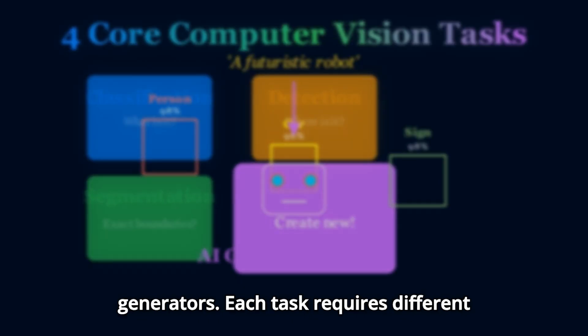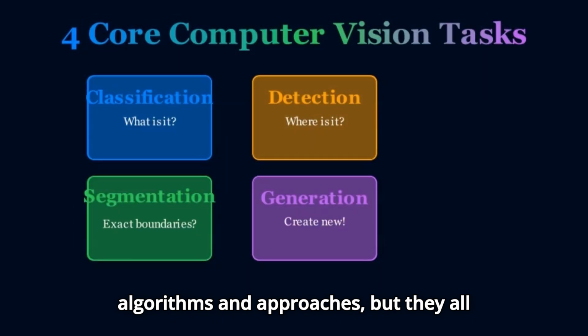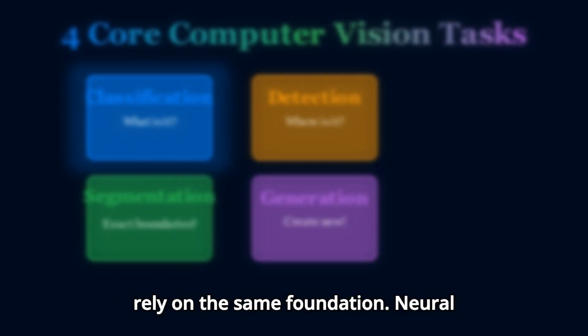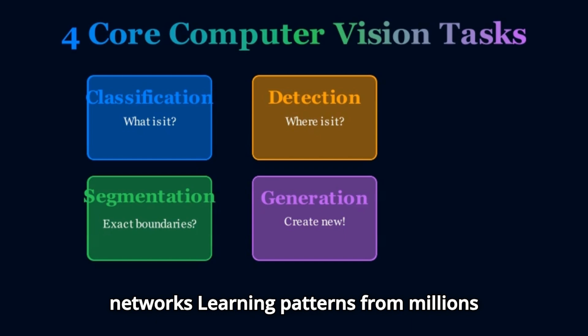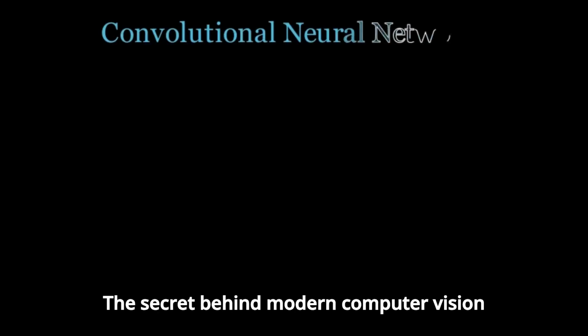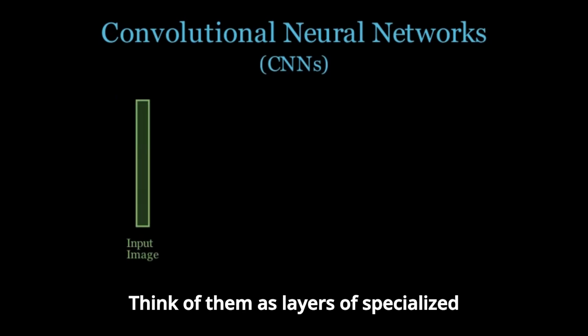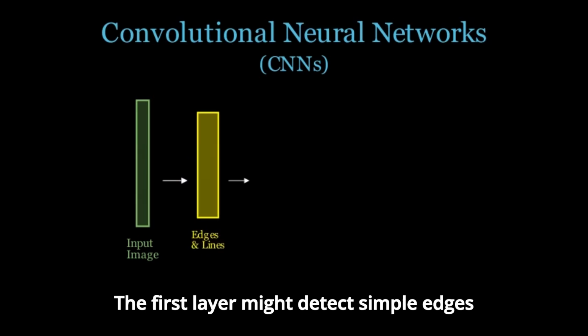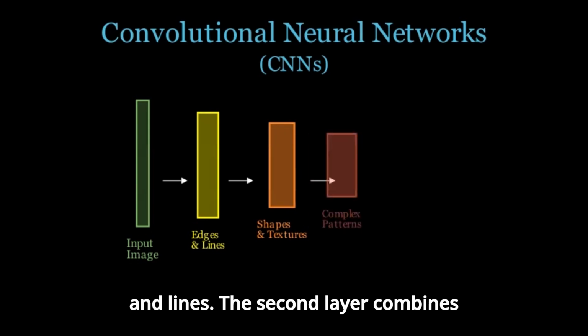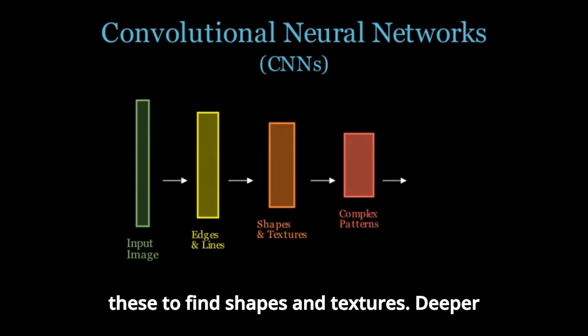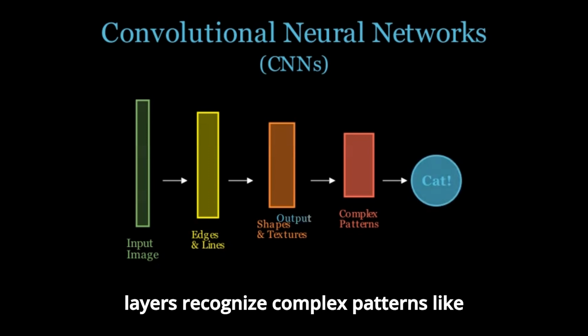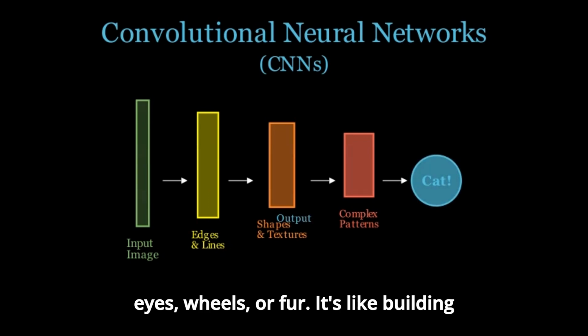Each task requires different algorithms and approaches, but they all rely on the same foundation: neural networks learning patterns from millions of training examples. The secret behind modern computer vision is convolutional neural networks, or CNNs. Think of them as layers of specialized filters that detect different features. The first layer might detect simple edges and lines. The second layer combines these to find shapes and textures. Deeper layers recognize complex patterns like eyes, wheels, or fur. It's like building understanding step by step.